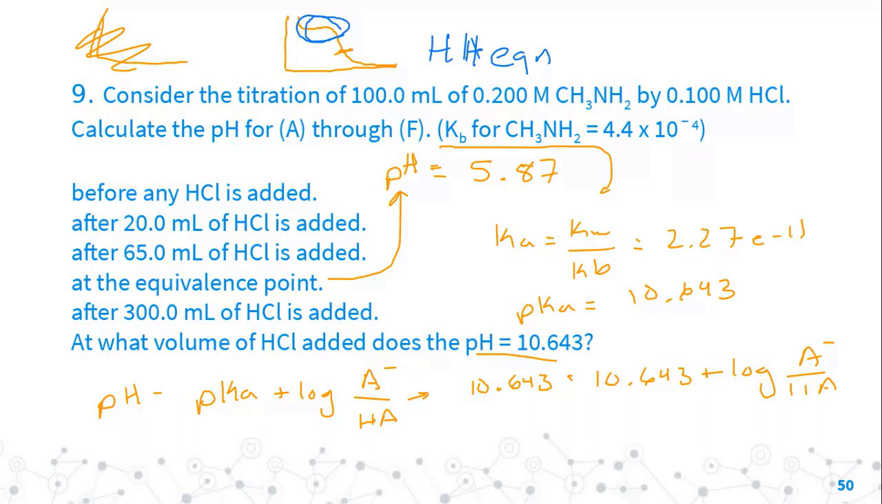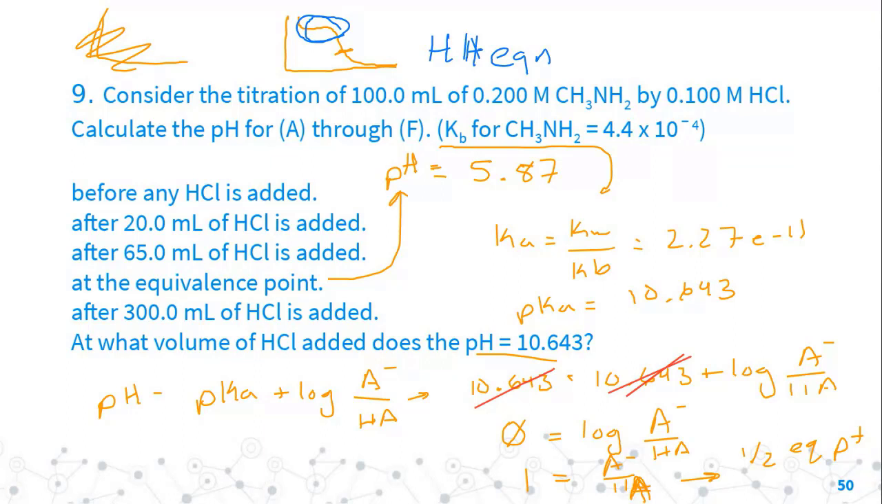So we notice that these two are the same. So we have 0 equals log of A minus over HA. So we know that 1 is equal to A minus over HA. So the moles of A minus and HA are going to be the same. So we know we're at the half equivalence point. One half equivalence point.